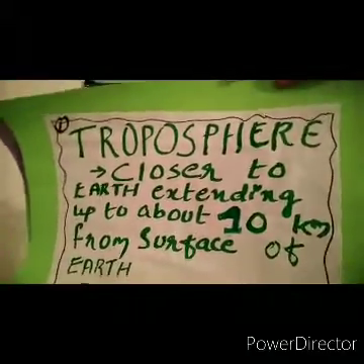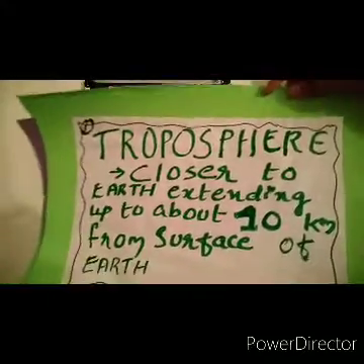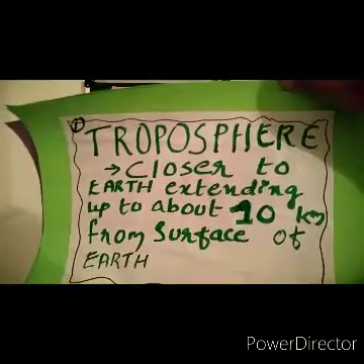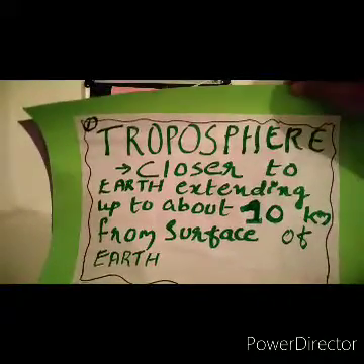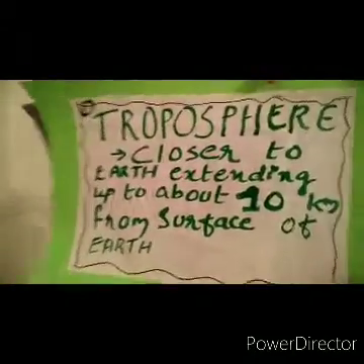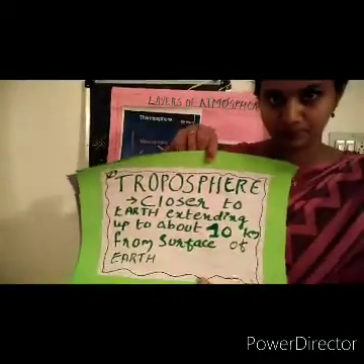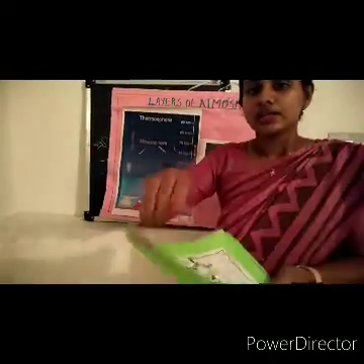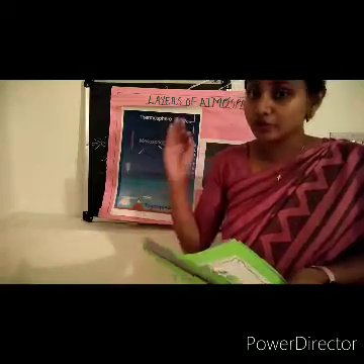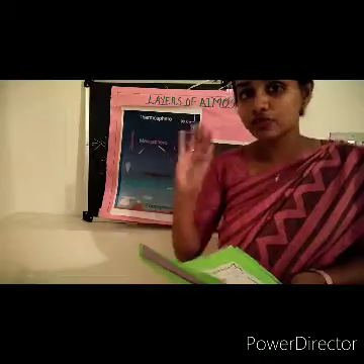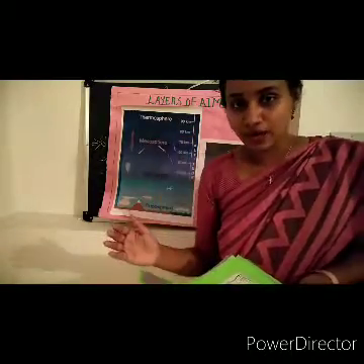Troposphere, the first point is it lies closer to Earth, extending up to about 10 kilometers from the surface of Earth. Yes, troposphere is the lowest layer of atmosphere, and it just lies above the surface of Earth and extends about 10 kilometers.